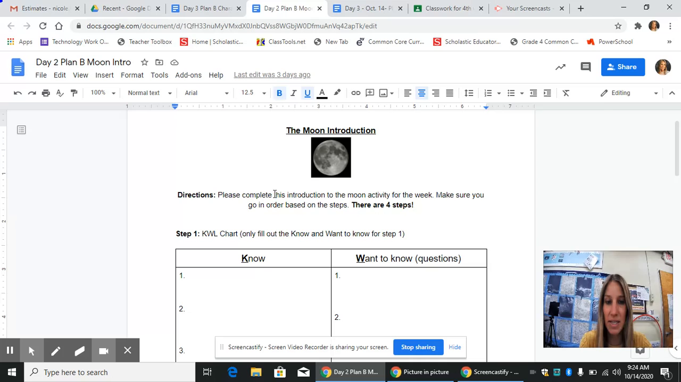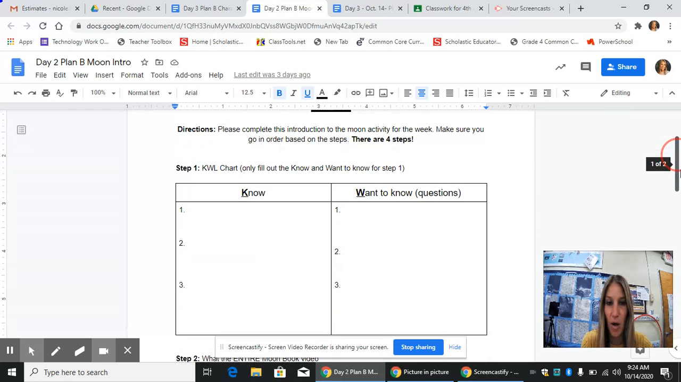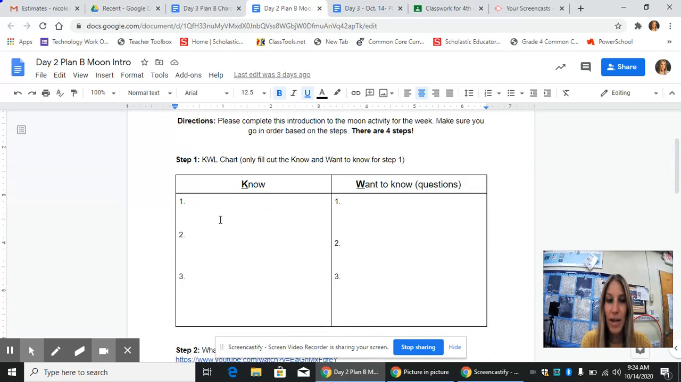Directions: Please complete this introduction to the moon activity for the week. Make sure you go in order based on the steps. There are 4 steps. For step number 1, it says KWL chart. Fill out the know and the want to know. You're going to write down 3 things that you already know about the moon. It might just be some observations, some things that you've seen the moon do, or some changes the moon has showed as you look up at it in the sky.